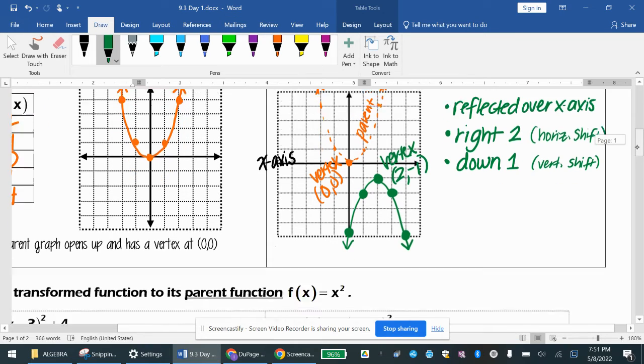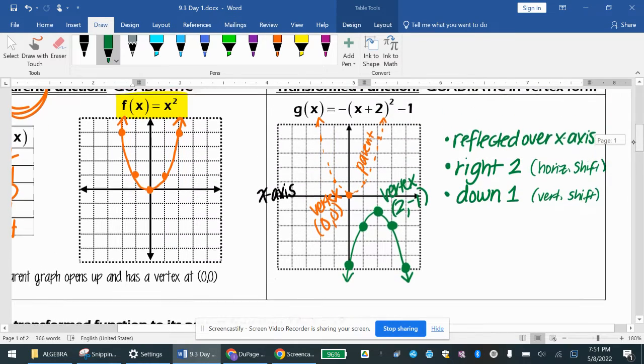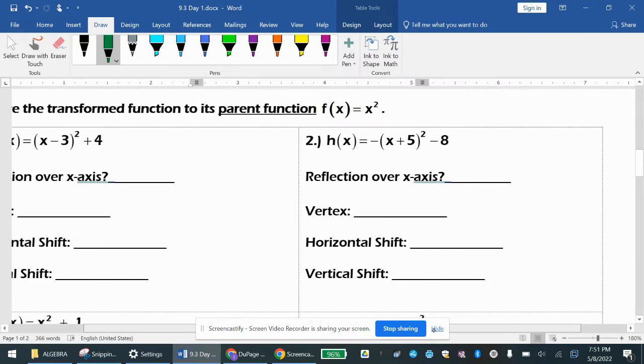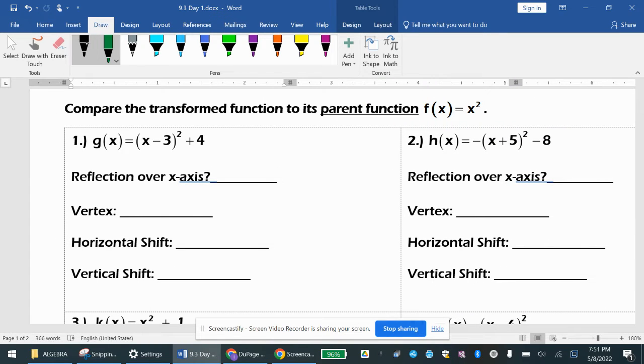Okay, so we're going to take a look at a couple more examples without a graph. Remember the parent function is f of x equals x squared. What you're going to do is look at 3 values. Van a haber 3 valores.